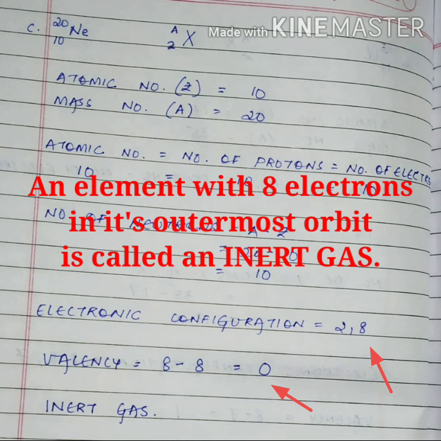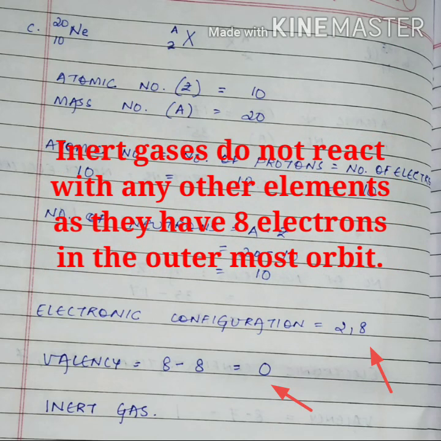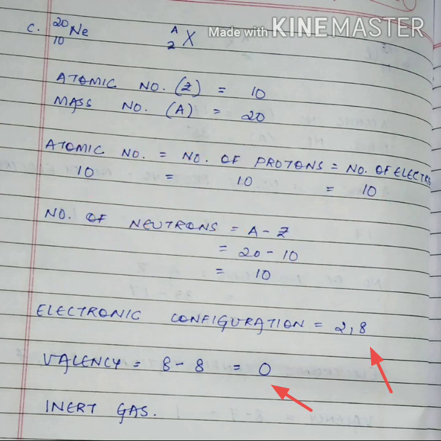So what is an inert gas? From the name itself, inert, it does not react with anything or any element. So inert gases are those elements which do not react with any other element. They are also known as rare gases or noble gases. Since the last orbit has 8 electrons, they cannot react with any other elements. So, if the last orbit has 8 electrons, it is an inert gas.